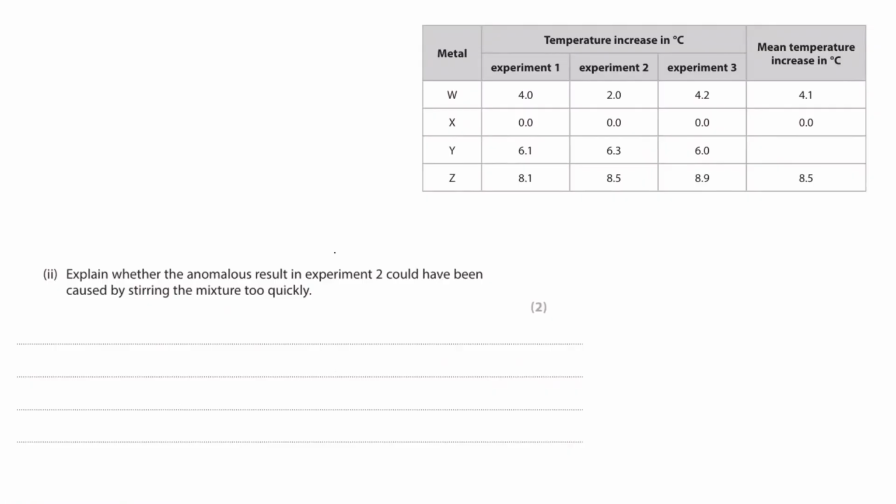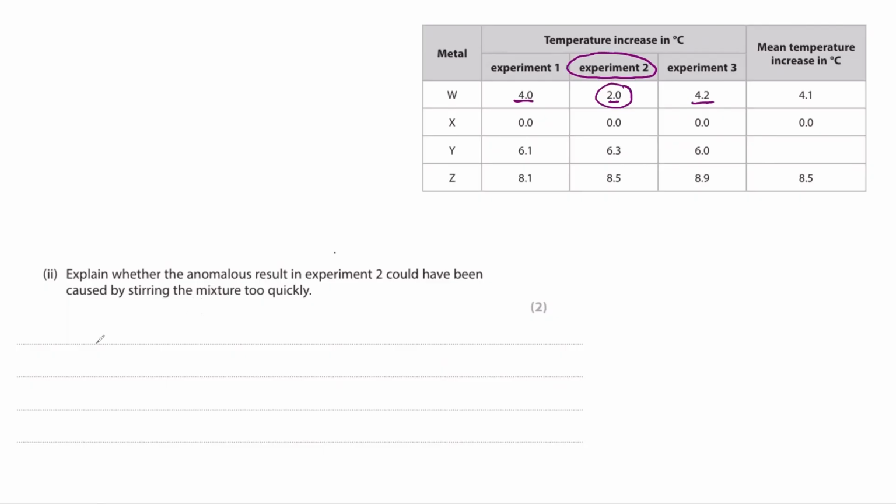Explain whether the anomalous result in experiment 2... Okay, experiment 2, there's an anomalous result. This is experiment 2. Where do we have the anomalous result? 4.2. So can you see, the first reading is 4.0, the third reading is 4.2, the second reading is 2.0. It's very low, so it can't be. There should be some mistake there. Okay. Explain whether the anomalous result in experiment 2 could have been caused by stirring the mixture too quickly.